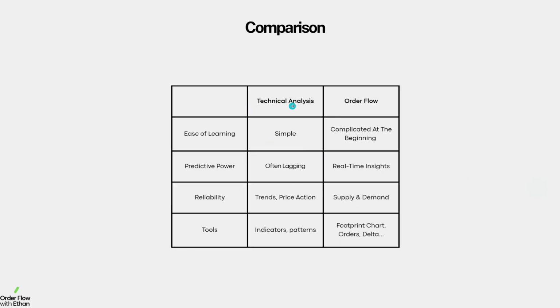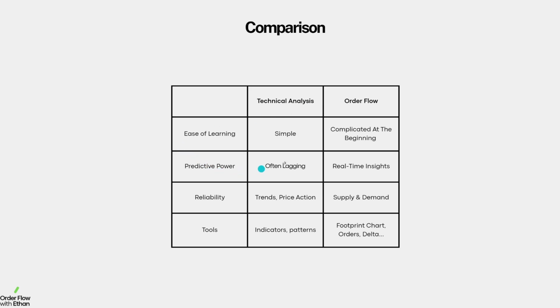Each thing has its pros and cons, as you know. For ease of learning, technical analysis is simple, but order flow is gonna sound complicated at the beginning. Same thing happened to me when I just started. I was like, what is this gibberish I see in front of me? You cannot understand it, but trust me, 2-3 weeks on, you're gonna be feeling normal. You're gonna feel okay. You're gonna trade it normally, trust me.